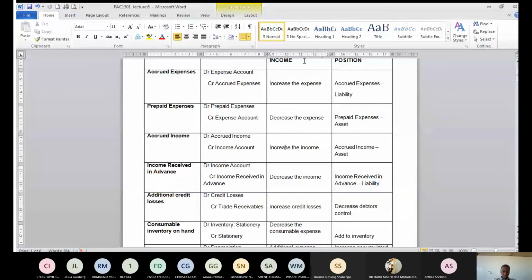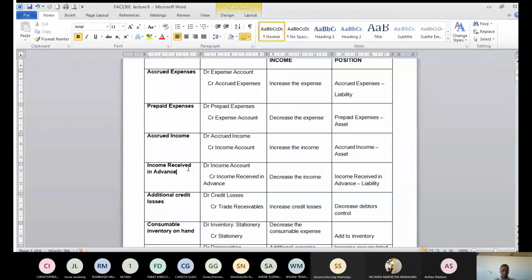The impact on your statement of profit and loss and other comprehensive income is that the income account will have to increase. And accrued income is listed as an asset. Under your current assets, you will have a line item called trade and other receivables, and accrued income will be listed there.